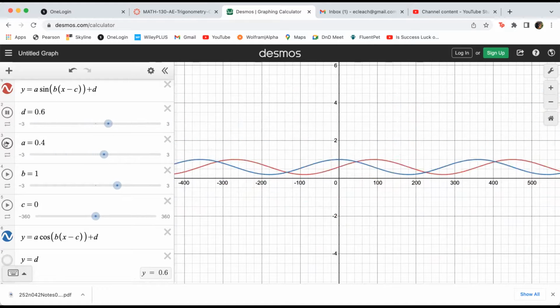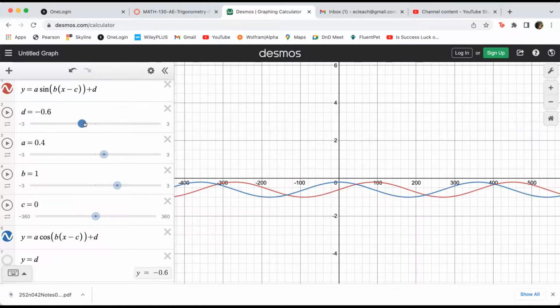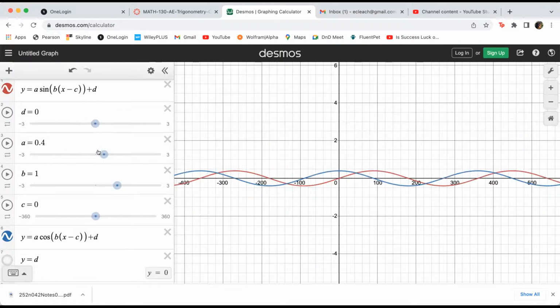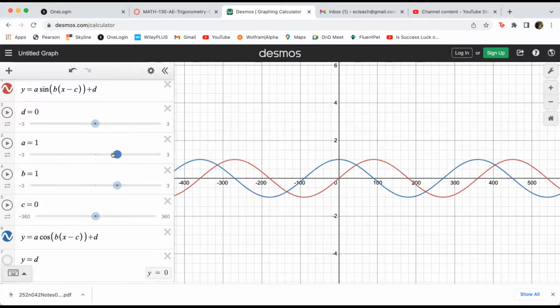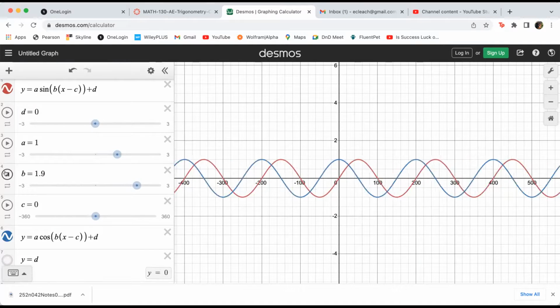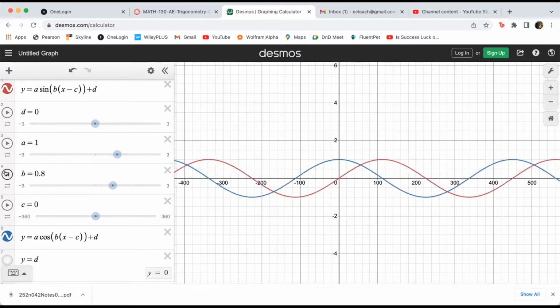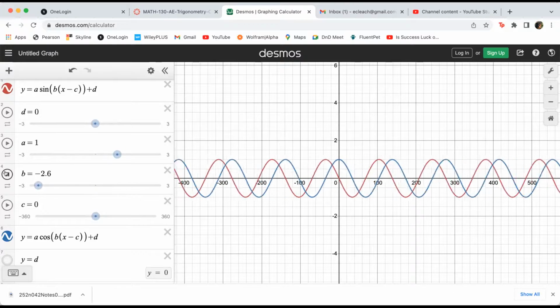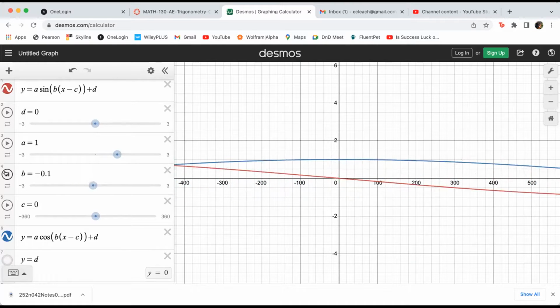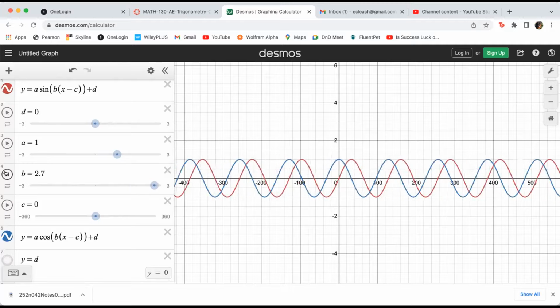Let's put these back at their defaults. D is addition, its default will be 0. A is multiplication, the default is 1. Now let's see what happens when we have multiplication by B. B happens before the trig function and it's multiplication, so it should produce a horizontal stretch. So if I start animating the values of B, we see horizontal stretching and compression.